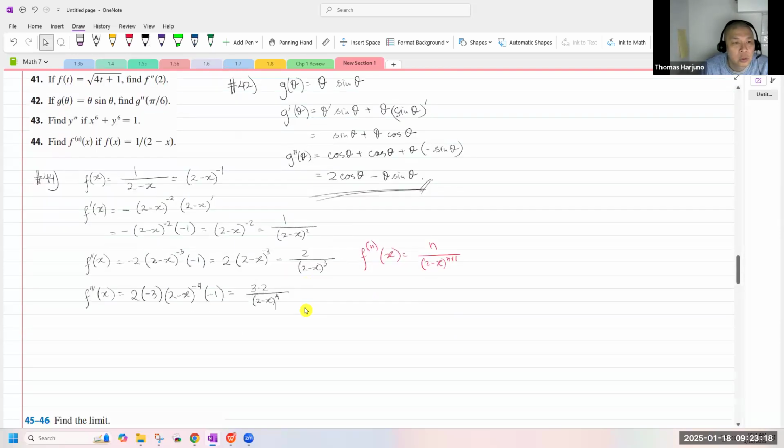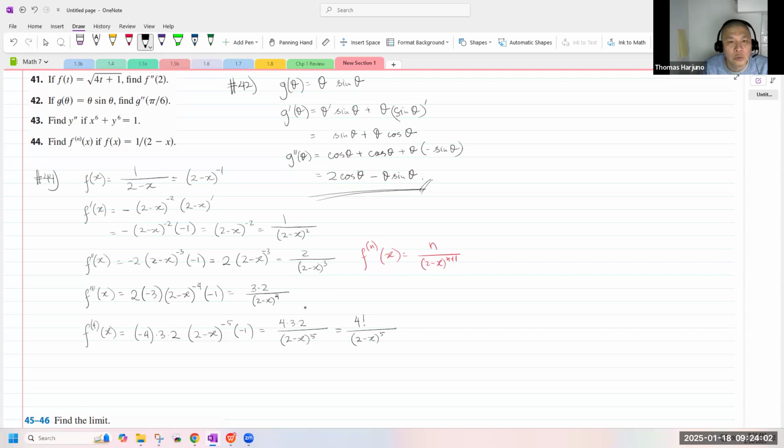You know what? Let me do one more time. So the fourth derivative will have the power of negative 4, huh? So that will be negative 4 times 3 times 2 times 2 minus x to the power of negative 5 times another negative 1. So that's 4 times 3 times 2 over 2 minus x to the 5th. It seems like we need to use factorial, huh? This is 4 factorial over 2 minus x to the 5th.